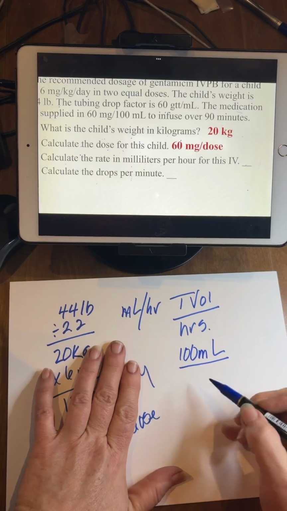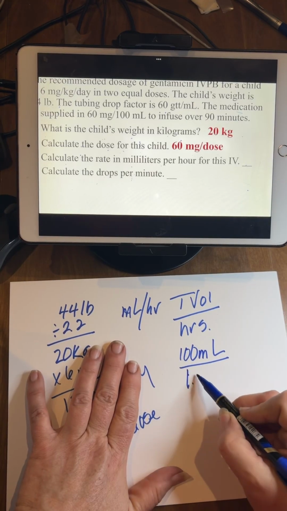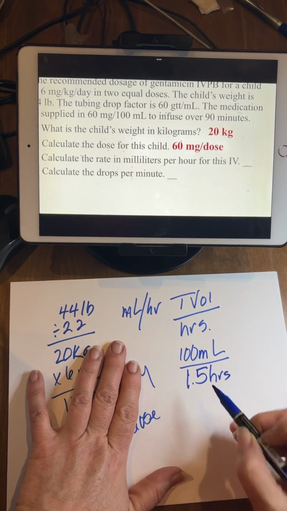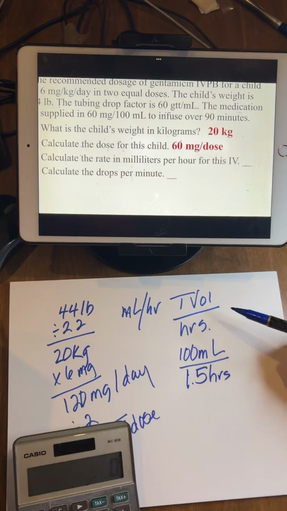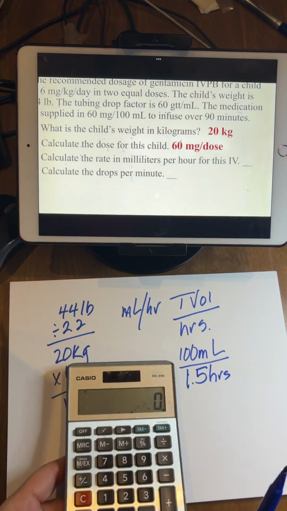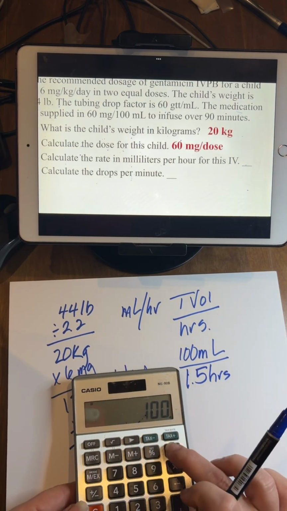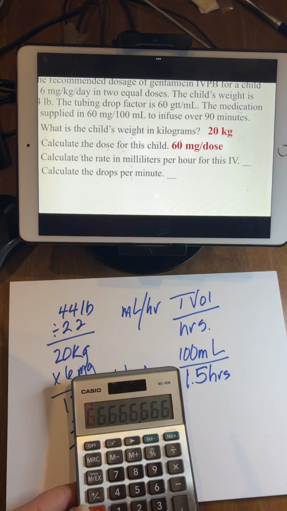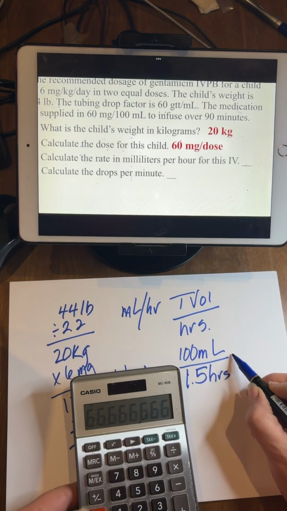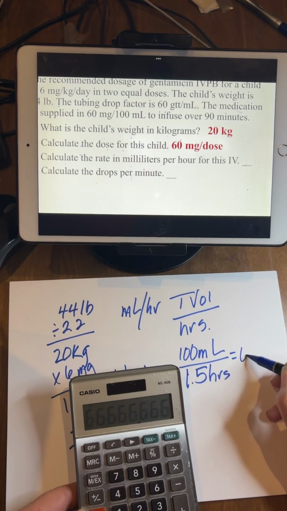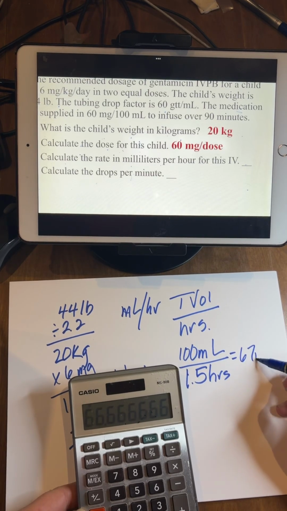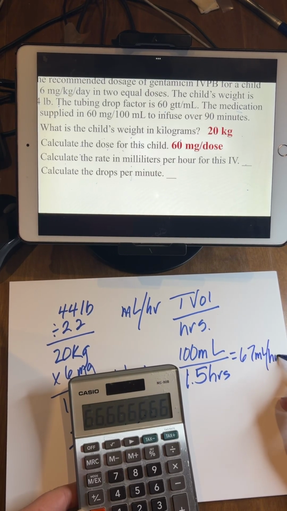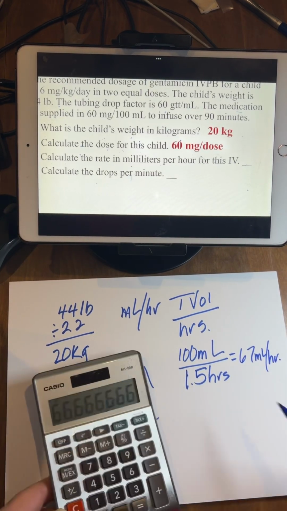There are 2 ways you could do it. You could do 1.5 hours, and if we did that, this fraction says 100 divided by 1.5. So 100 divided by 1.5 equals, look, we're not scared of that. It would still go at 67 milliliters an hour.